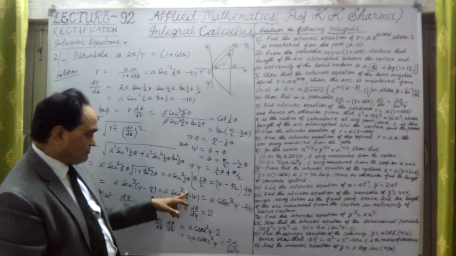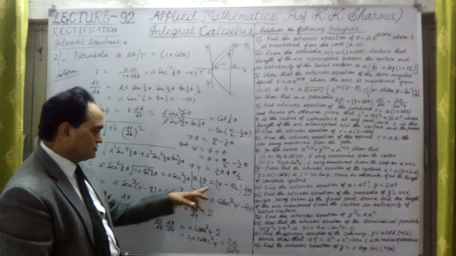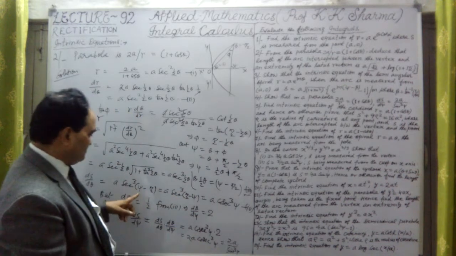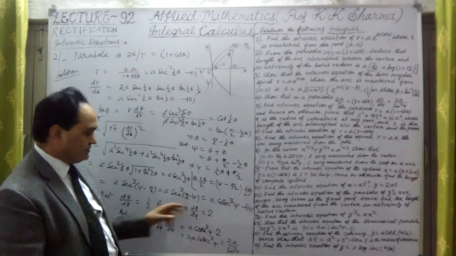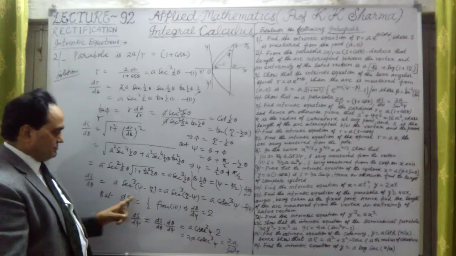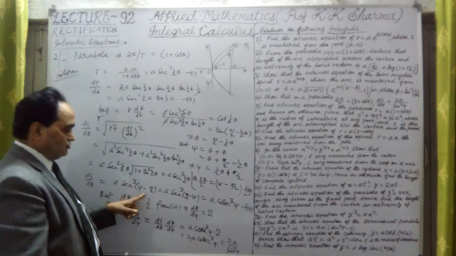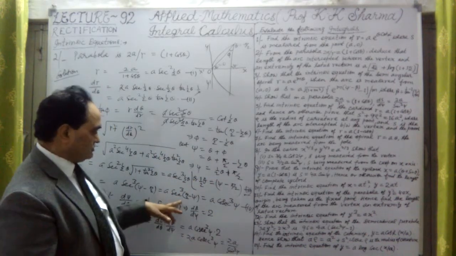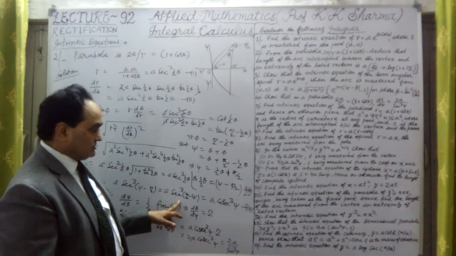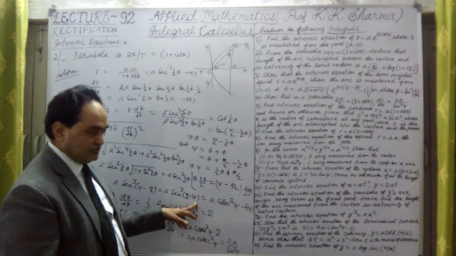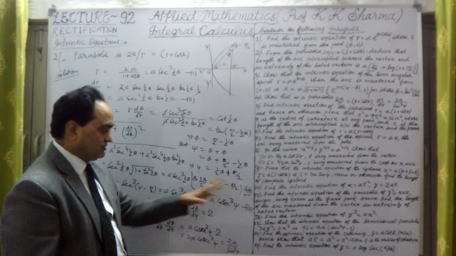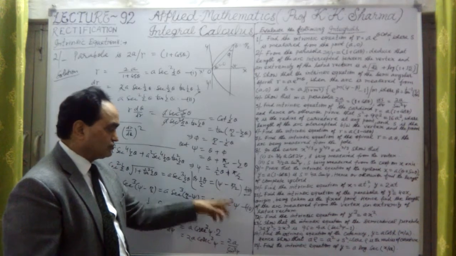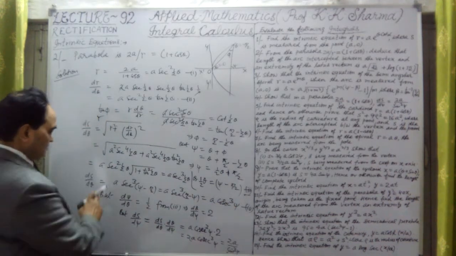If I put psi pi by 2 minus psi, no problem, because sec is an even function, so the negative sign doesn't matter. We have substituted psi minus pi by 2 in place of half theta in sec cube. We know sec of pi by 2 minus psi is cosec psi. So a sec cube of pi by 2 minus psi is equal to a cosec cube psi. This is the value of ds upon d theta.